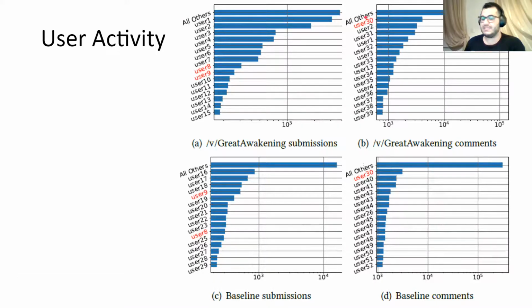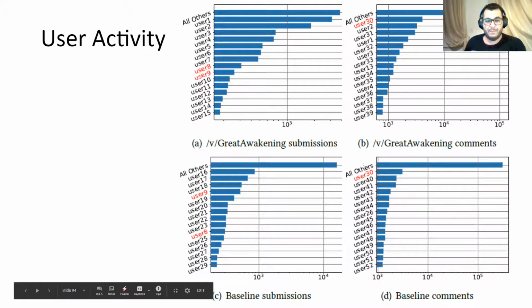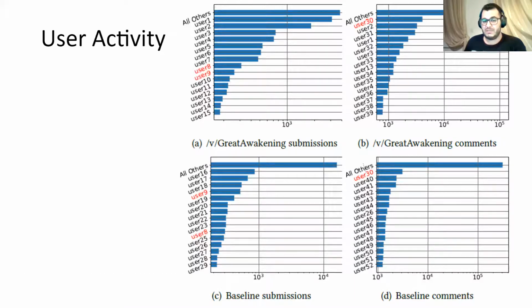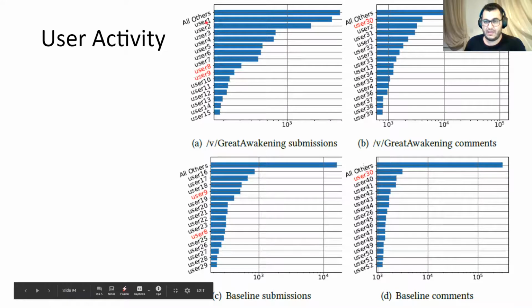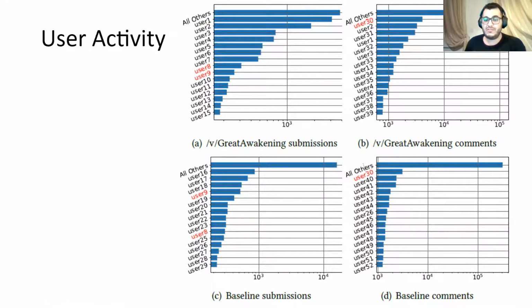All others here represent the rest of the submitters. We find that almost 14,000 submissions of Great Awakening were made by only 346 users. That is a huge difference. The 22,000 submissions of the baseline subverses were made by almost 2,000 users in the baseline subverses. So we observe also that the top submitter, user one, for the Great Awakening subverse, posted almost 23%, that is 3,000 submissions on Great Awakening.